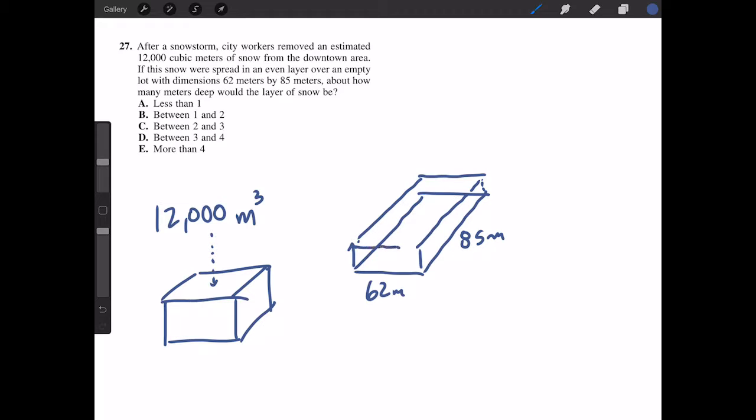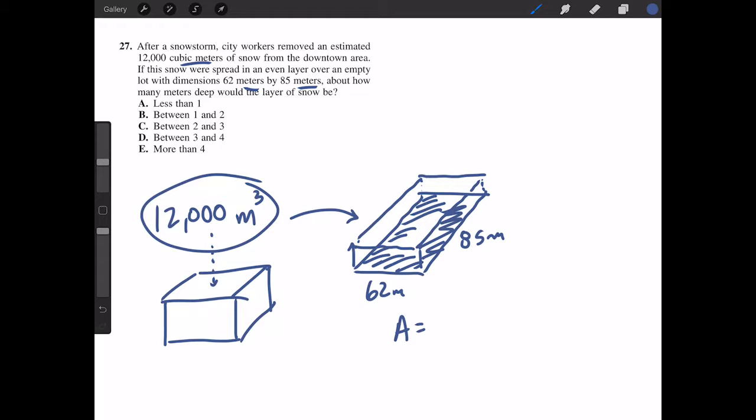So we would end up with something like this. We're transferring this amount of snow and distributing it evenly into this lot. First thing we want to know is, what is the area of this lot? Fortunately, everything is given in meters, meters, and cubic meters, so we don't need to convert. So the starting point is to figure out the area of this lot.